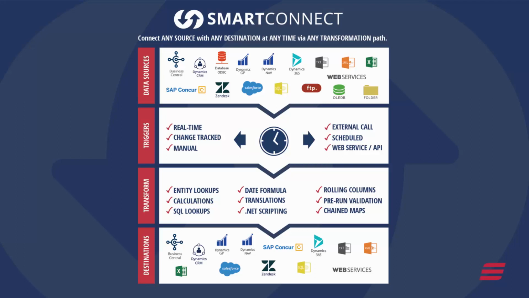After you have your maps triggered, you can go ahead and transform that data. You can do that by doing entity lookups, calculations, some sort of translation, .NET scripting, rolling columns such as grabbing that next invoice number, pre-run validations, or even chaining integrations together.